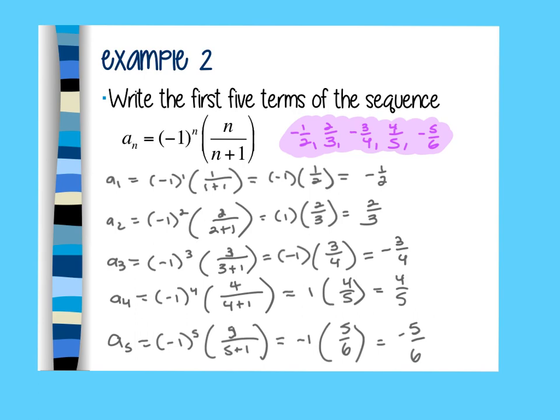Okay, first five terms in the sequence should have been negative 1/2, 2/3, negative 3/4, 4/5, and negative 5/6. So one of the reasons why I picked this example is that you can start to see how you could change a sign from positive to negative, negative to positive. Because in a little bit, we're going to have to try to figure out a pattern and figure out how to write a pattern in an expression form.